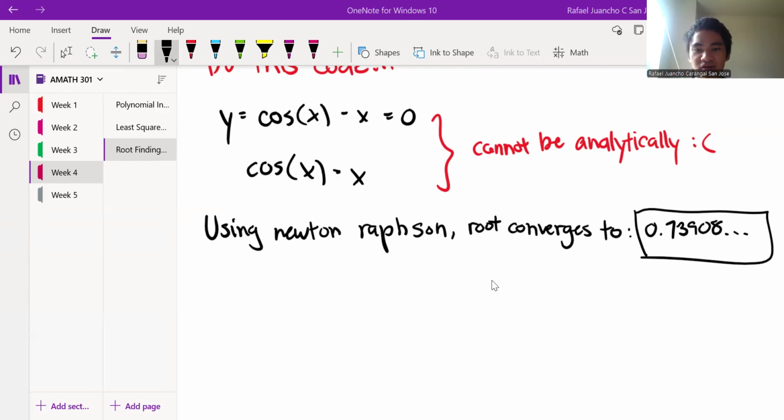Okay. Fun fact, apparently that's called a Dottie number, if we do cosine x equal to itself. That's weird. Okay, anyways. So what else can we do? Yeah, so that's my Newton-Raphson, pretty much.